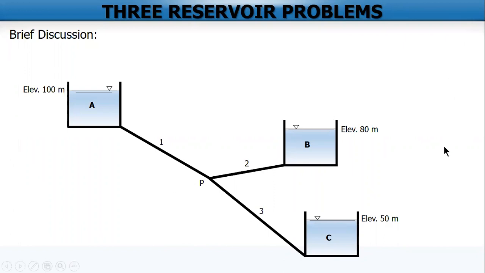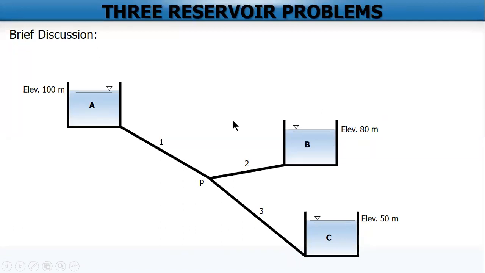A typical problem has three reservoirs: A, B, and C. The elevations are given, for example, reservoir A at elevation 100 meters, B at elevation 80 meters, and C at elevation 50 meters. All three pipes, 1, 2, and 3, will meet at the junction P. So the three-reservoir problem has two cases.